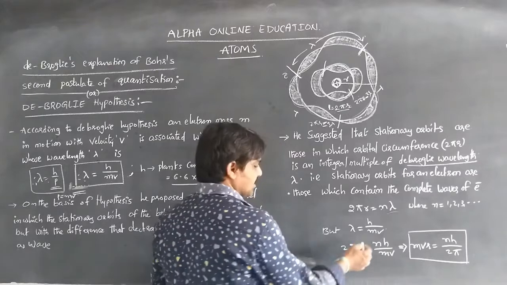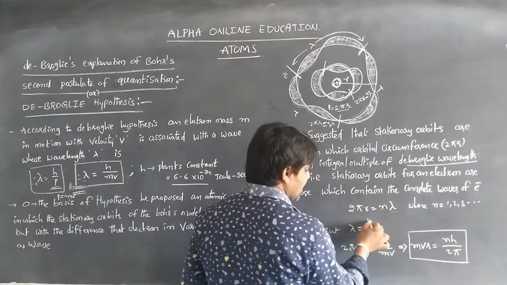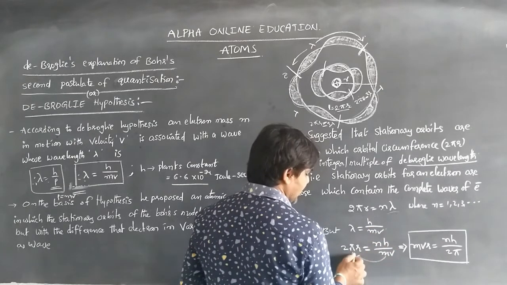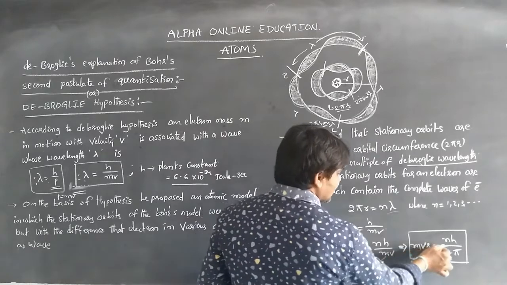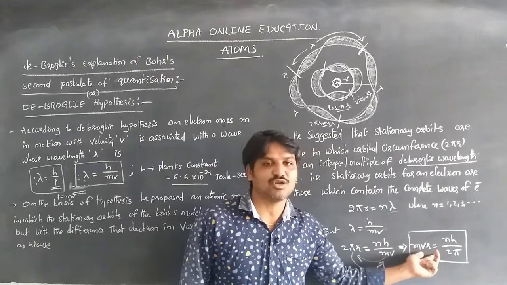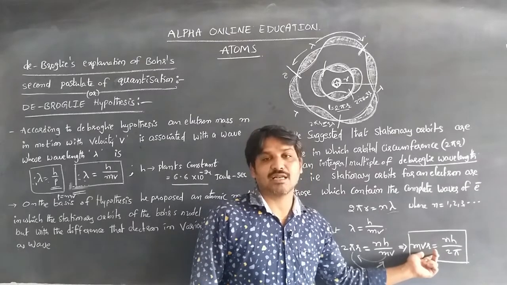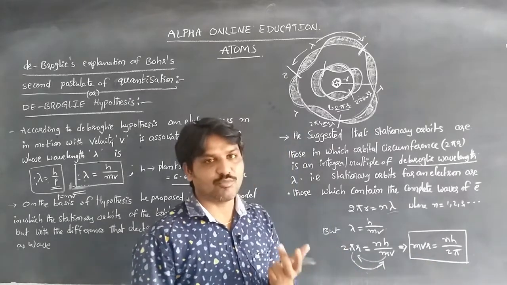Substituting in the equation, 2 pi r is equal to n into h by mv. From that, when mv is taken to this side and 2 pi is taken to this side, it becomes mvr is equal to nh by 2 pi. We know this equation is Bohr's second postulate, that the total angular momentum is an integral multiple of h by 2 pi, that is the second Bohr's postulate.